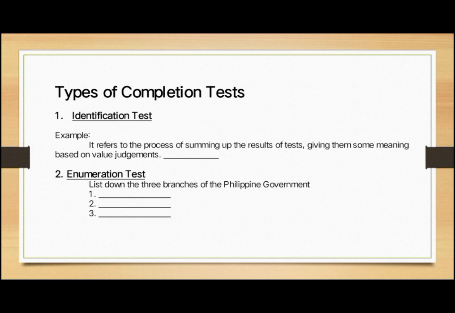Another type is the enumeration test. For example, list down the 3 branches of the Philippine government. So we are looking for the 3 branches. So you must enumerate the 3 branches of the Philippine government. What are these branches? So if you know the answer, you must write it down in the 1, 2, 3 blanks provided. So the 3 branches of the Philippine government are the legislative, judicial, and executive branches.